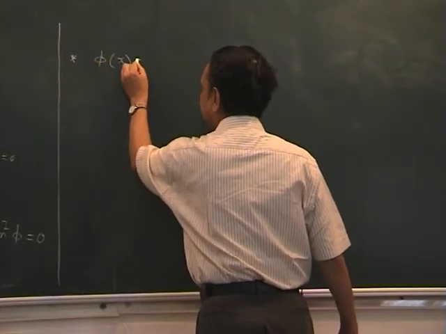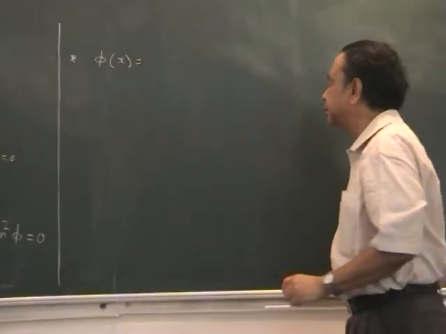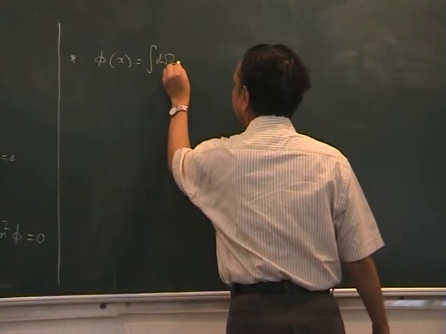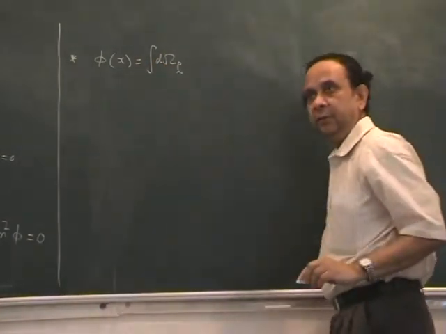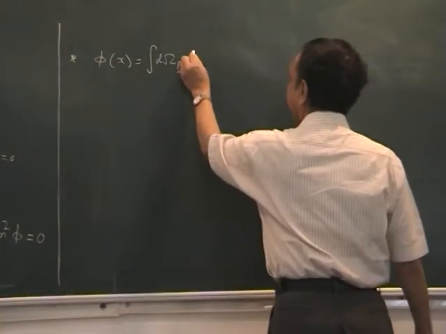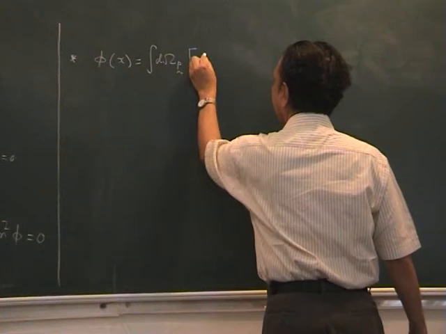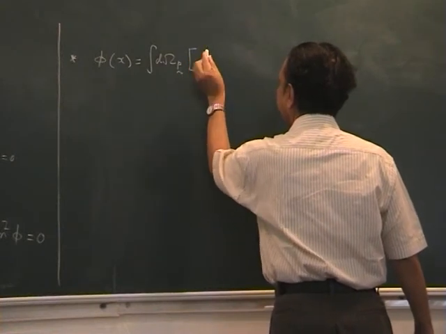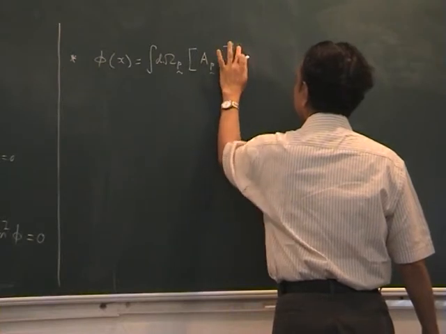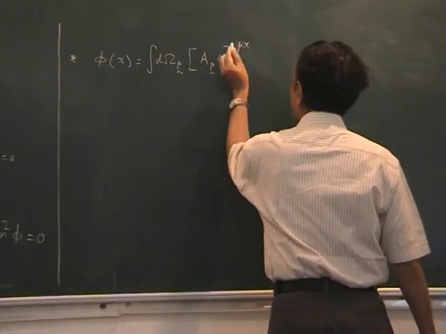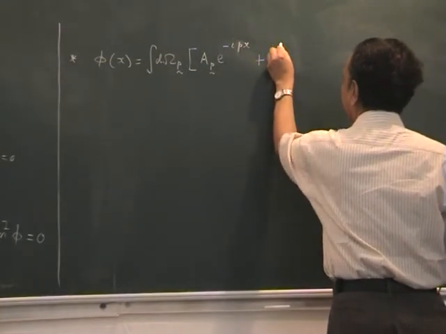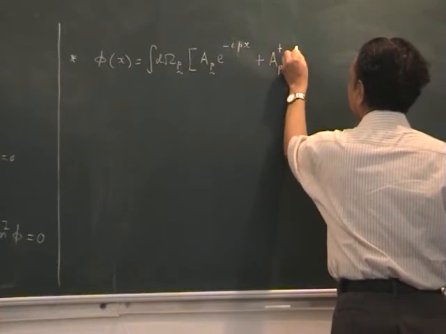So phi at x will be equal to some integral over d omega p. Remember this notation, which has a 1 over 2 omega p in it. It's a Lorentz invariant expansion. Then I have a of p e to the minus ipx in our notation plus a p dagger e to the ipx.